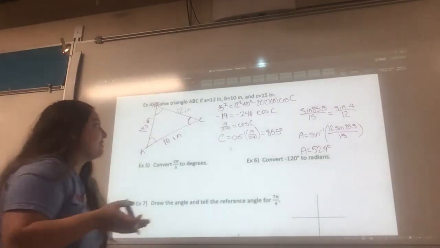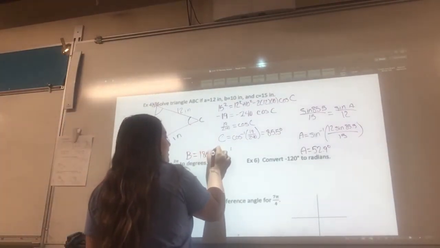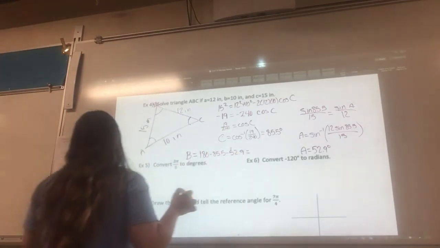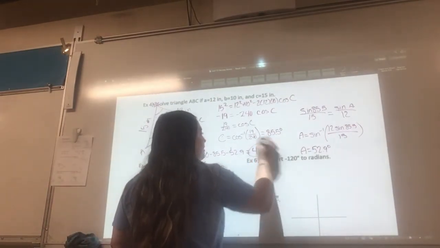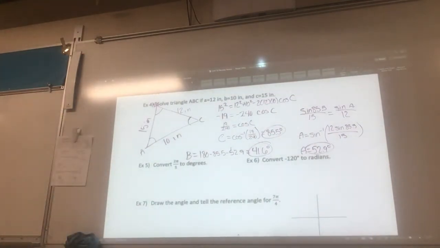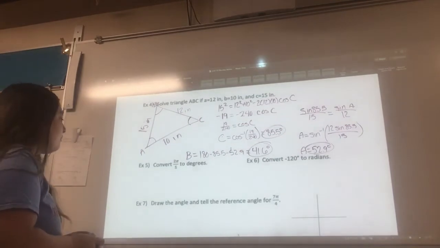Now that you have A and C, all you have to do to find B is take 180 minus the 2 degrees we just solved, and we're going to see that it's going to equal 41.6 degrees. So we got A, B, and C. Okay. Making sure when you solve a triangle, you solve the whole triangle.